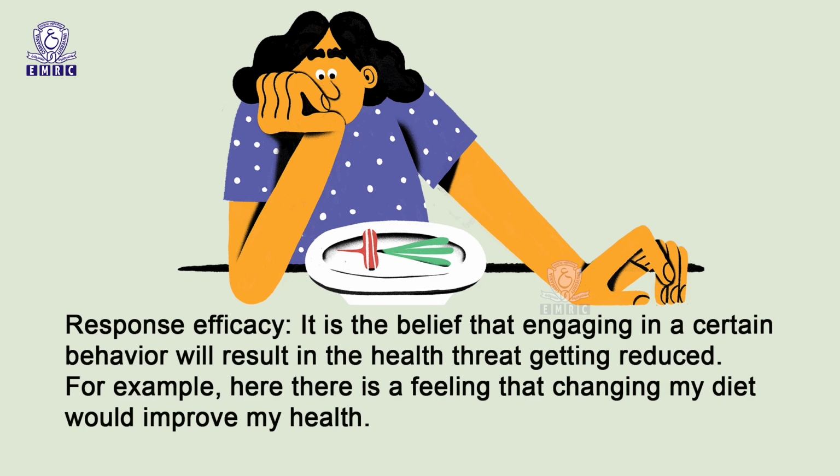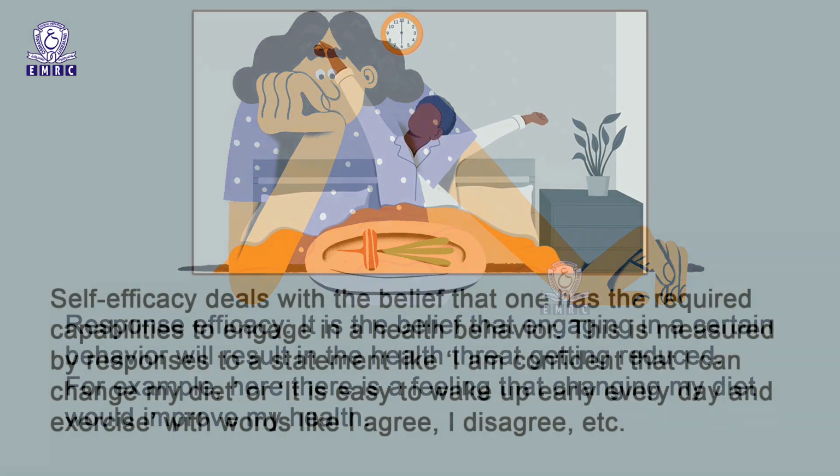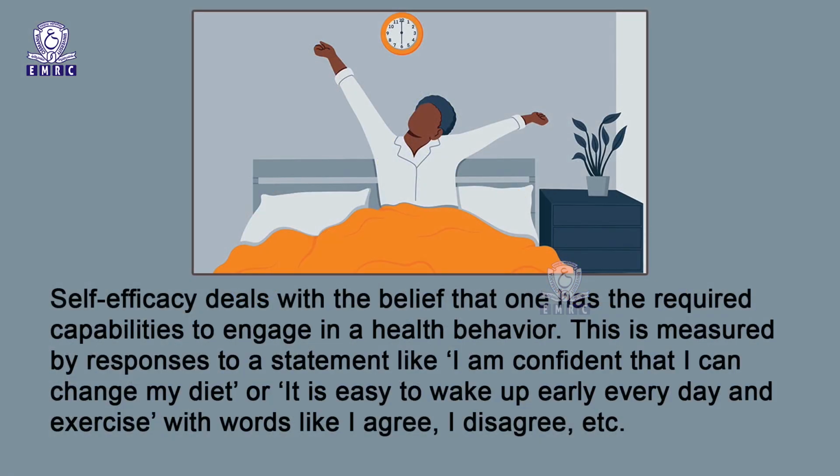For example, here there is a feeling that changing my diet would improve my health. The second one, self-efficacy, deals with the belief that one has the required capabilities to engage in a health behavior. This is measured by responses to statements like "I am confident that I can change my diet," or "it is easy to wake up every day and exercise," with answers like I agree, I disagree, etc.